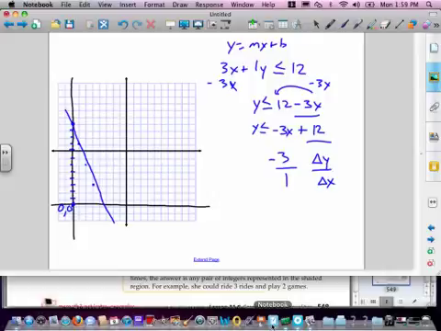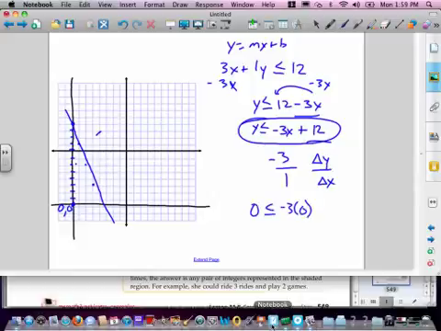All right, so now we want to figure out which side of that line we would fill in. Are we going to fill in above the line? Are we going to fill in below the line? Which side are we going to fill in? So let's go back to this equation here and put in some zeros. So we get 0 less than or equal to -3 times 0, which is 0, plus 12. So 0 less than or equal to 12. Is that true? Sure. So the side with 0, 0 works.